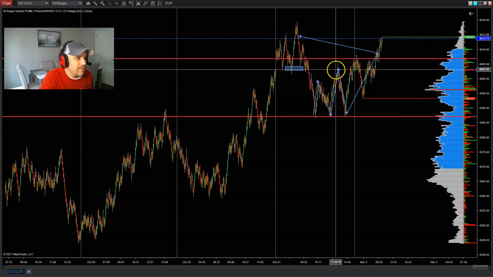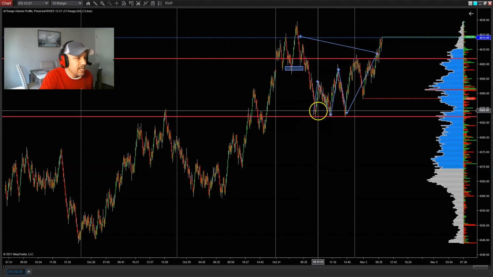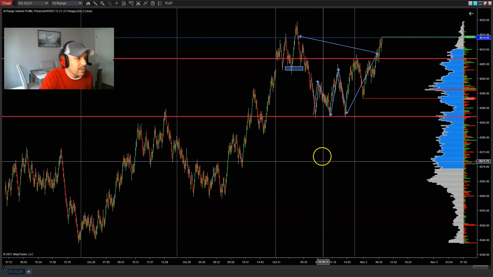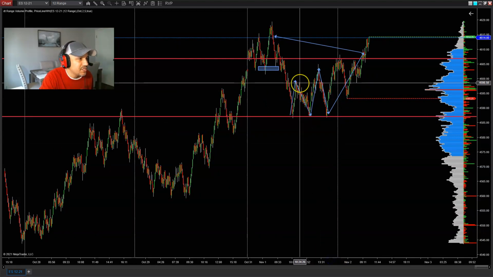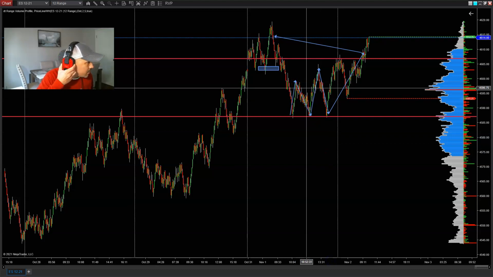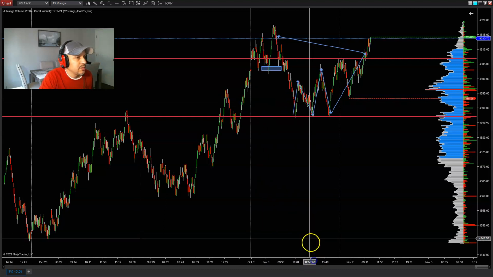I knew price would come up here and fill this gap right up here, which it did, and that's what I was looking for. That's why I took that trade yesterday, guys, to be completely honest with you. So when price did that, I knew it would come up there and fill that area, and I was looking for that to happen. That's why I took that trade.